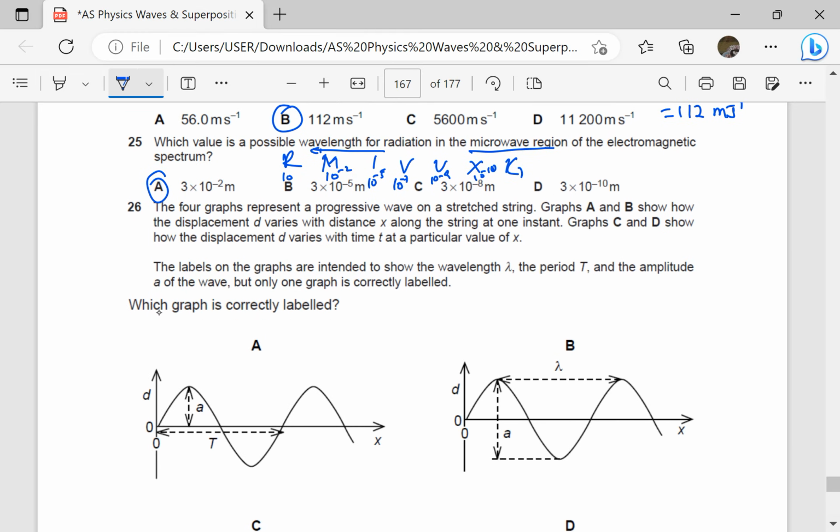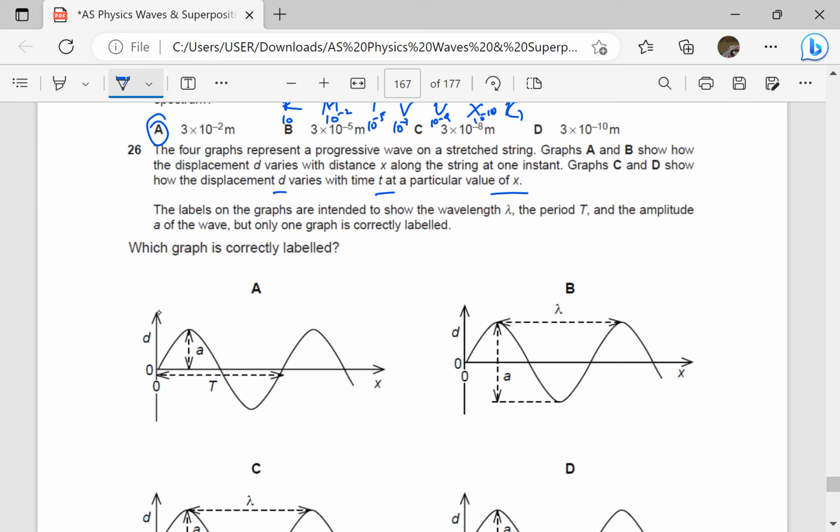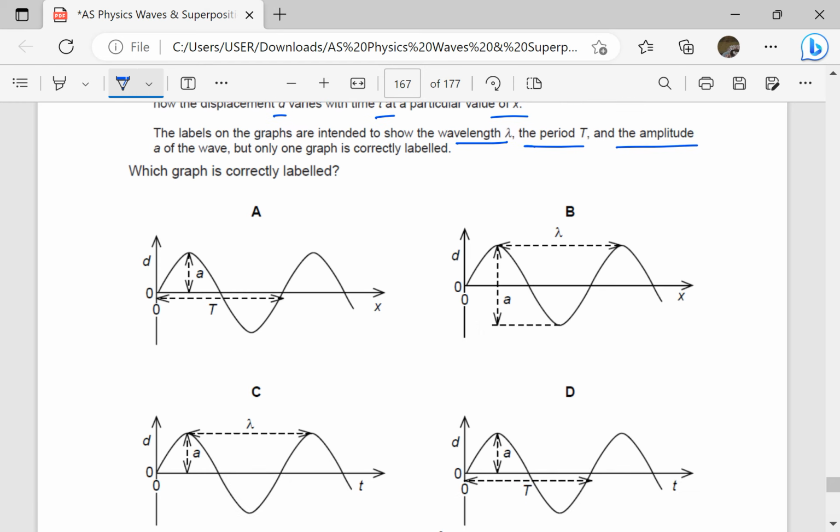The four graphs represent a progressive wave on a stretched string. Graphs A and B show how the displacement d varies with the distance x along the string at one instant. Graphs C and D show how the displacement d varies with time at a particular value of x. The labels on the graphs are intended to show wavelength, period and amplitude, but only one graph is correctly labeled. Which graph is correctly labeled?